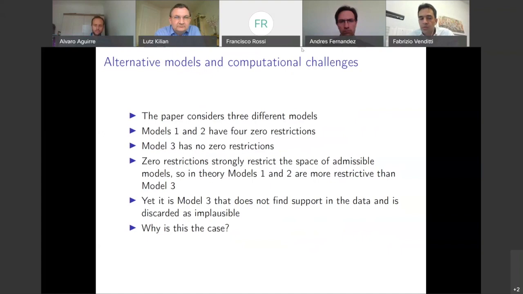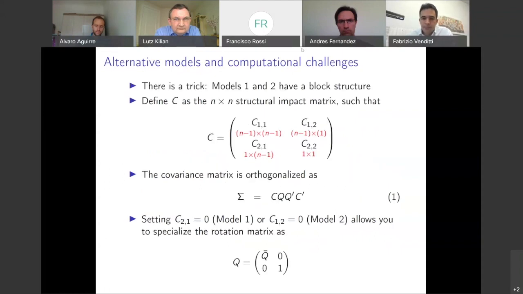So we know from the theory, and from a number of papers by Ramirez, Arias et al., that zero restrictions are pretty severe restrictions, so they strongly restrict the space of models that are admitted. So in theory, you would expect Model 1 and Model 2 to be harder to estimate than Model 3. But Model 3 does not find support in the data and is discarded as implausible or at odds with reality and with the data. But why is this the case? So let me go a little bit into the technicalities that are in the paper and that Lutz didn't have time to go through, so it's good that I put the slide here.